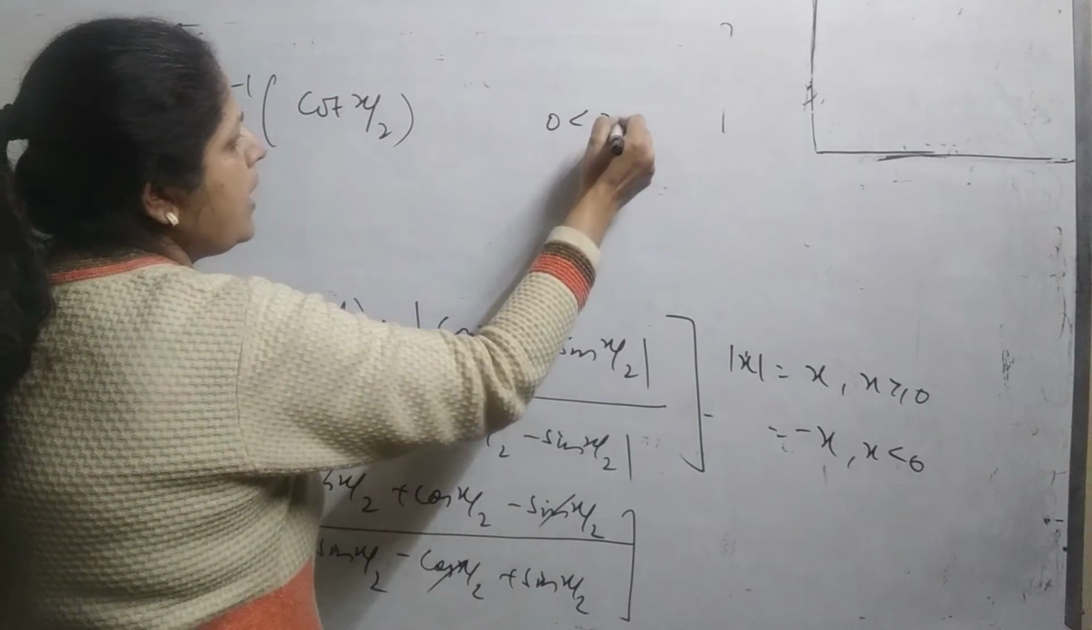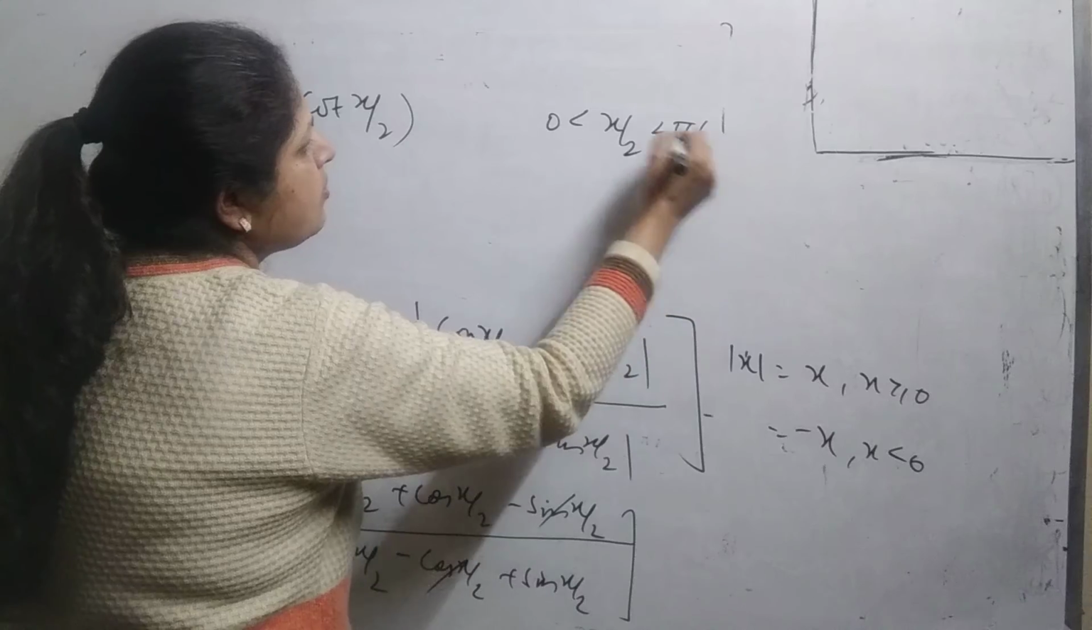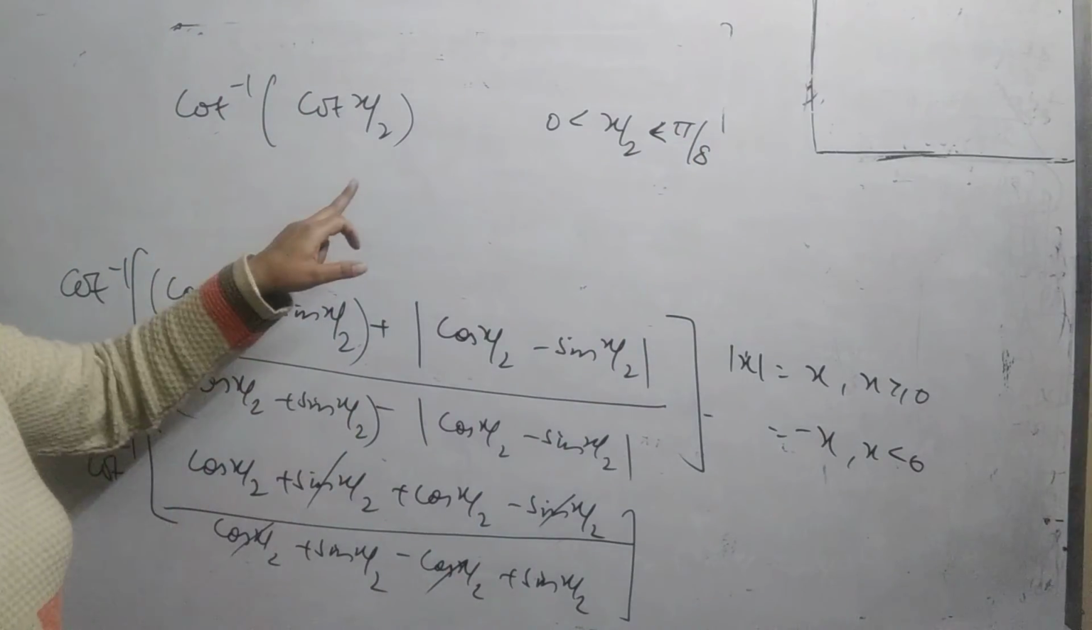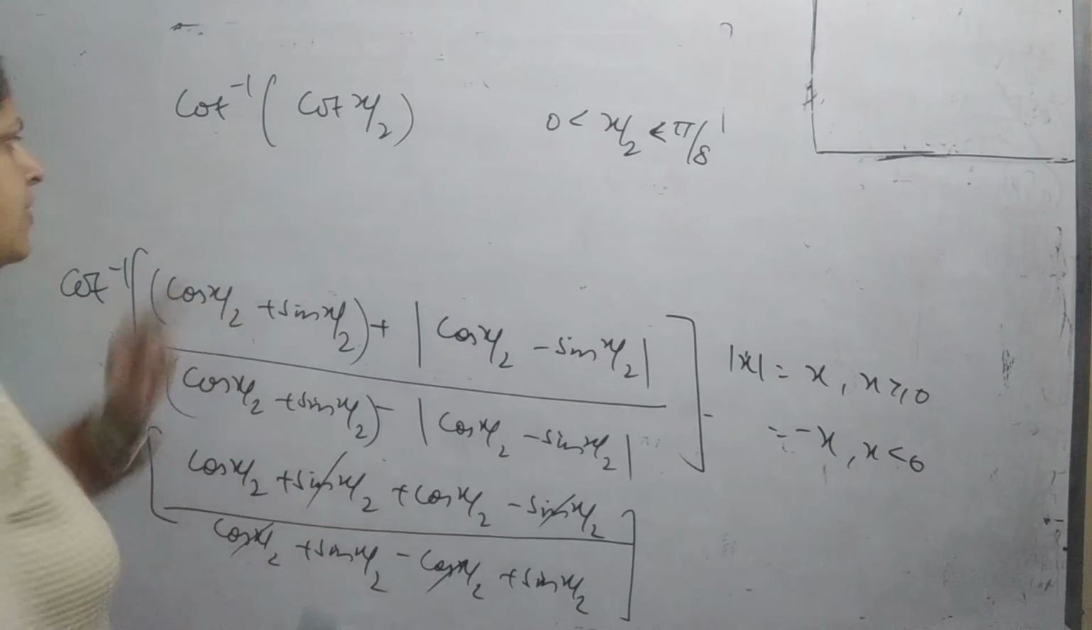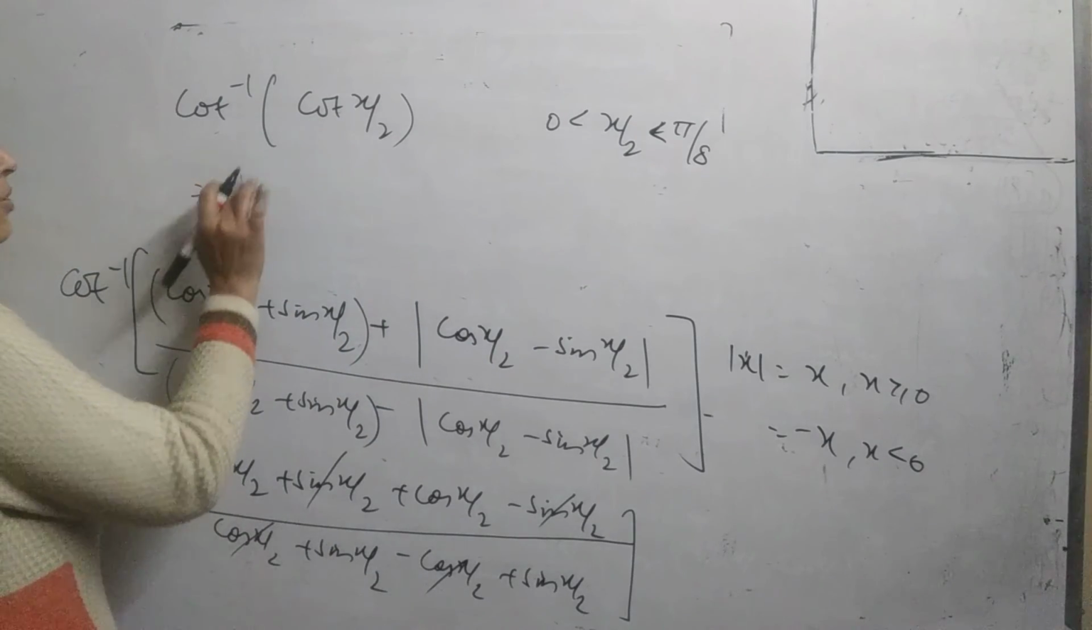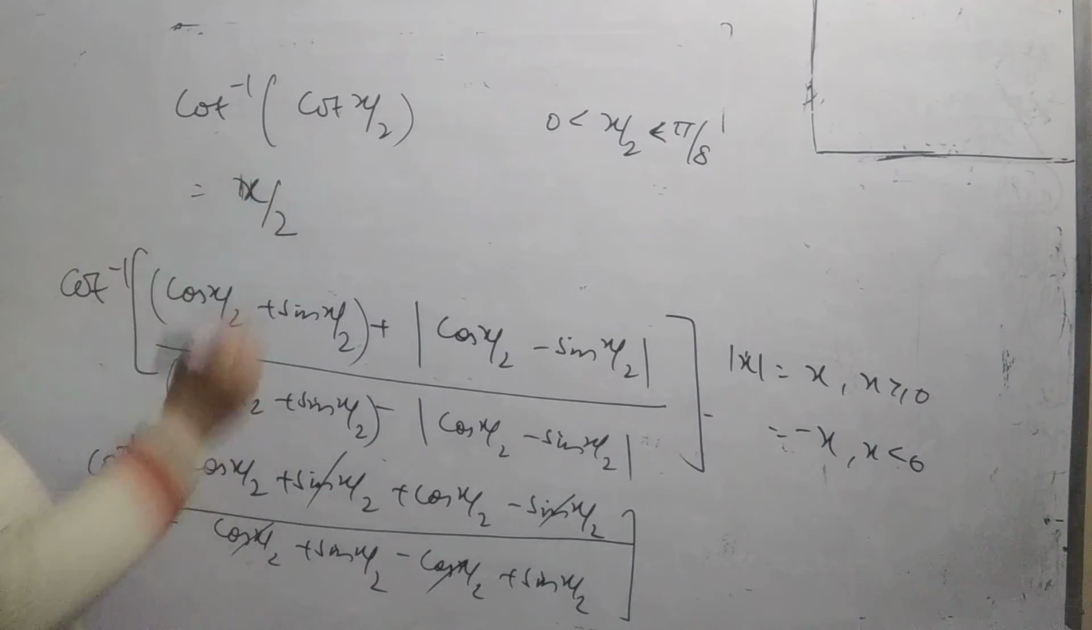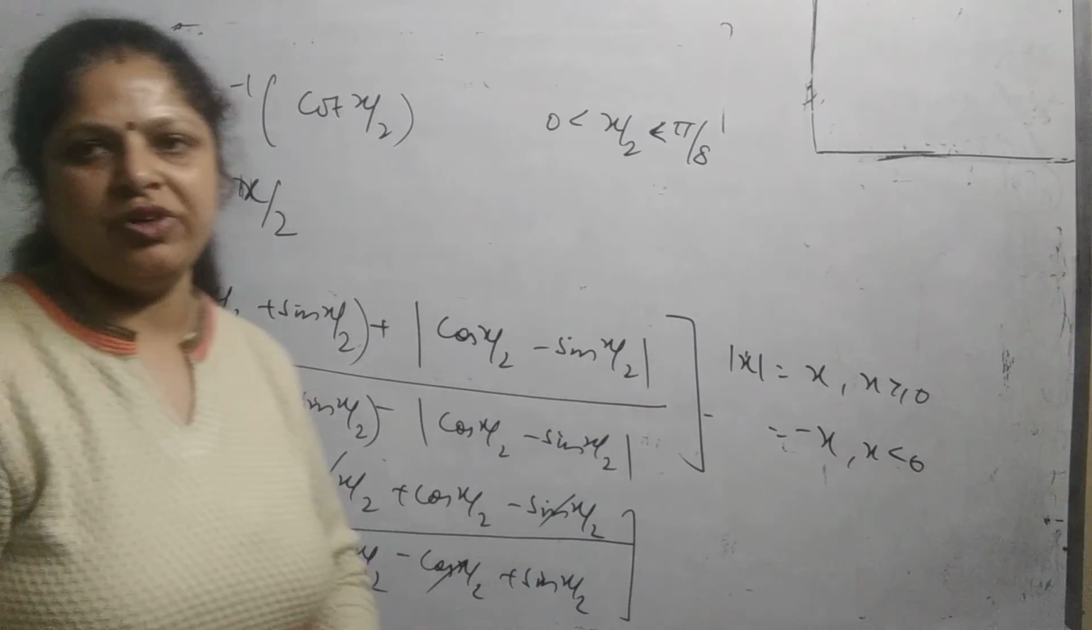x by 2 is lying from 0 to pi by 8. It means my angle x by 2 is in the principal value branch for cot. So my answer in this case is x by 2, and this is what I need to prove. Thank you.